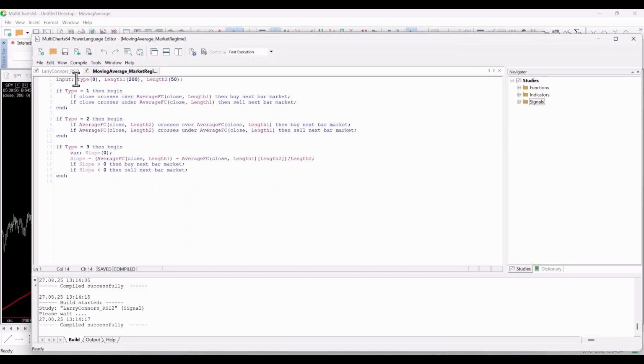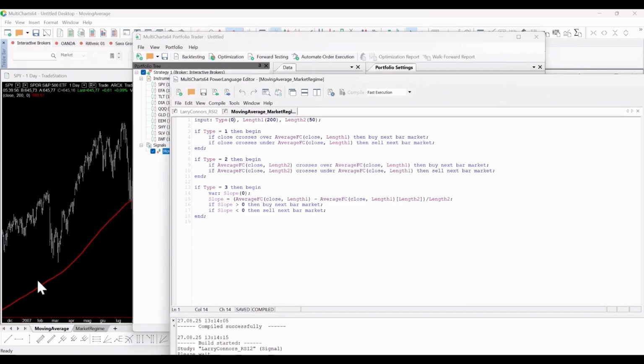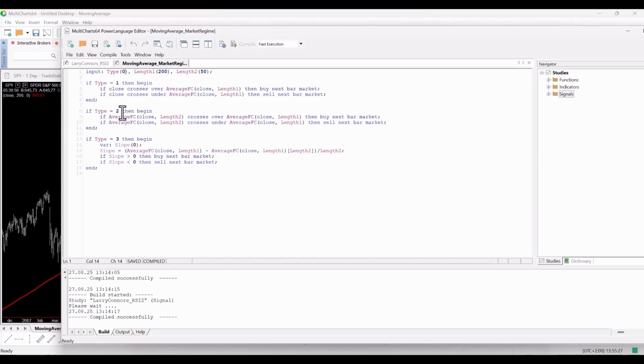First of all, you'll see an input field, which is labeled type. If the type is set to 1, we'll be using the first approach we looked at, the one that checks the closing price in relation to a 200-period moving average. So just to be clear, this is the one where we observe the price relative to that red 200-period moving average. If the type is set to 2, we're using the second approach, that is, the crossover of a 50-period moving average with a 200-period moving average. Finally, as you can imagine, type 3 corresponds to the method where we analyze the slope of the 200-period moving average. Let's go back now to the portfolio trader.